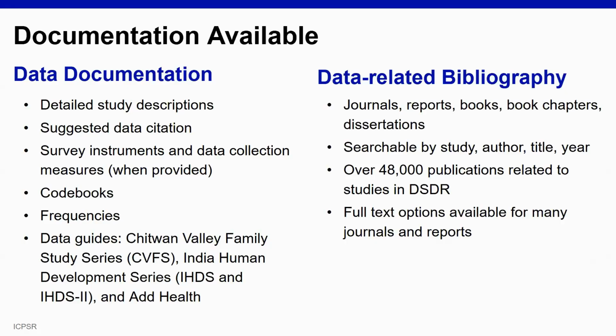The Resources menu at the top right of the DSDR homepage includes a link to all of the current data guides. And then for our bibliography, we have over 48,000 publications related to the studies in DSDR. These are searchable by study, author, title, and year. These include journals, reports, book chapters, dissertations, and more. And for many of the citations, the full text is available. Next slide, I will hand it back to Sarah.